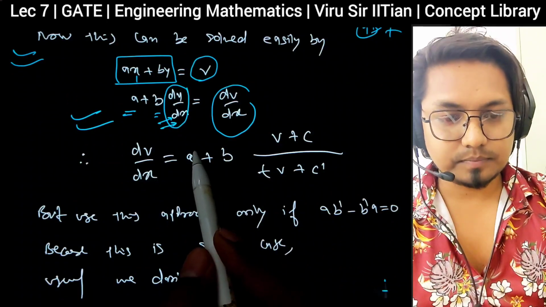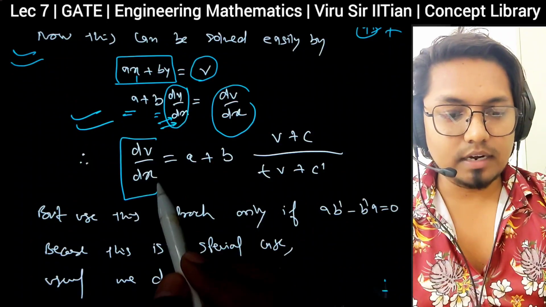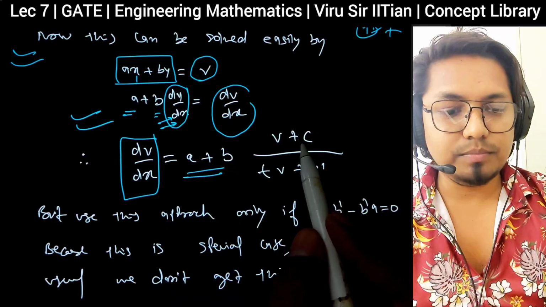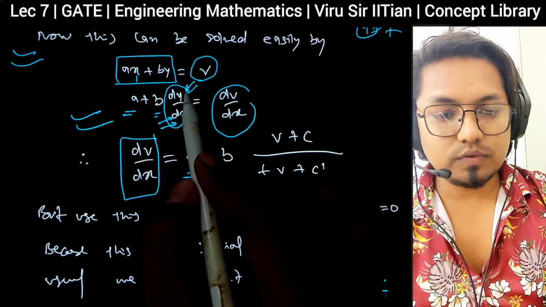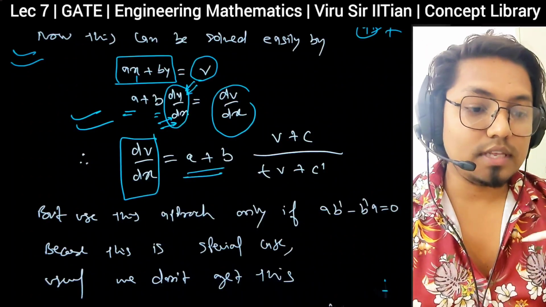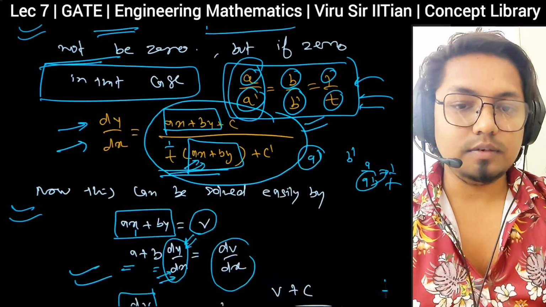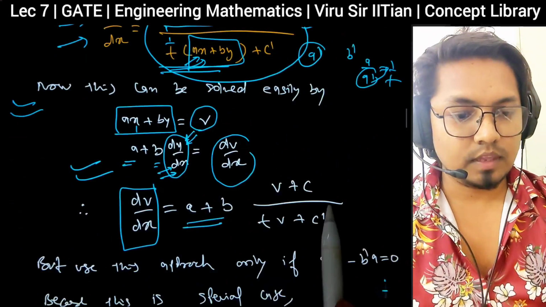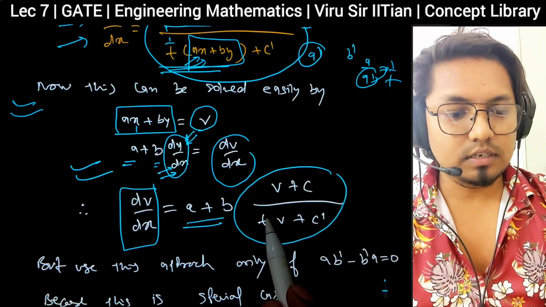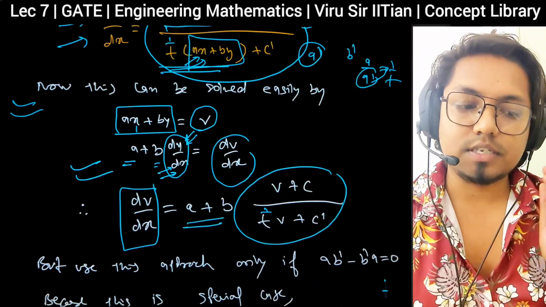So it will be like dv by dx value will be like a plus b, and dy by dx value is multiplied here. So what was that dy by dx value? In this you replace v, so you will be getting v plus c prime.